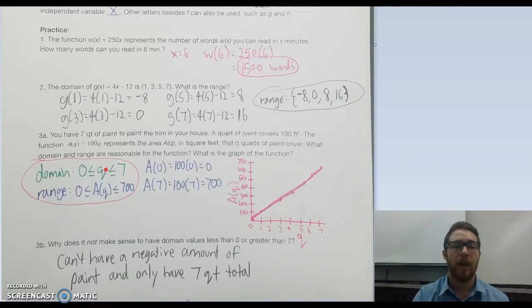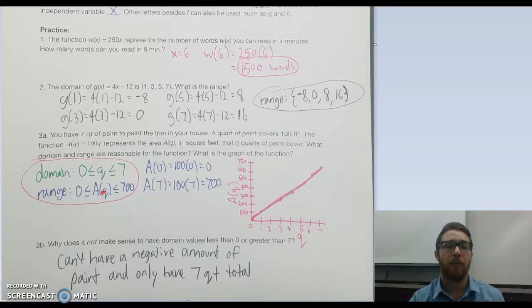If I'm using a domain, it looks like q has to be between 0 and 7 inclusive. And the reason for that is if q is representing the quarts of paint that I'm using, I can't use negative paint, so 0 has got to be the lowest amount that I can use. And it says in the question that I have 7 quarts of paint total to paint the trim of my house, so I can't go over 7. I can go all the way up to 7, but I can't go over that amount. So for the domain that's reasonable, I can't go negative and can't go over my amount of paint, so q is in between those 2 inclusive.